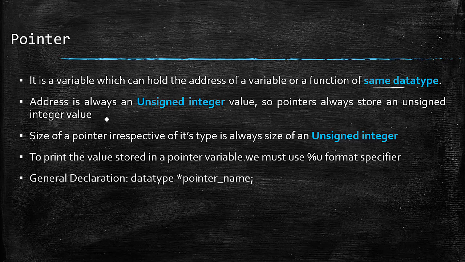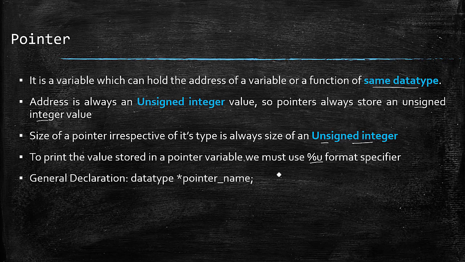As we all know, an address is an unsigned integer value, so a pointer is actually storing an unsigned integer value. As the pointer always stores an unsigned integer value, irrespective of the type, its size will be the size of an unsigned integer. Depending on the compiler, the unsigned integer can be of 2 bytes, 4 bytes or 8 bytes. Pointer is basically a variable, so if we want to print the value stored in that pointer variable, we must use the %u format specifier, which is for unsigned integers.